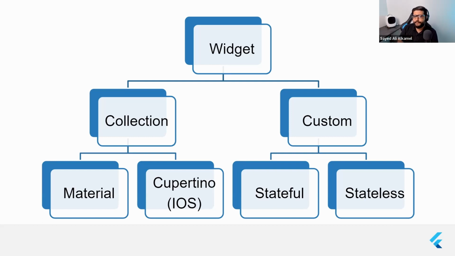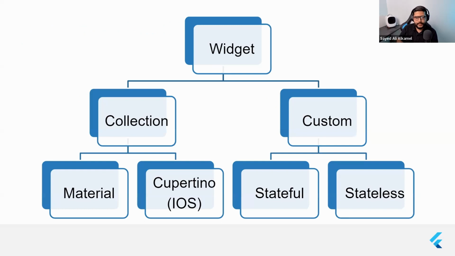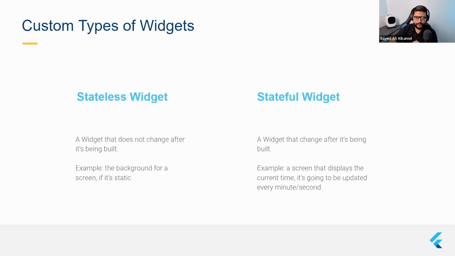Besides these two collections, you also have your own custom widgets that you can build, and they are basically two types: a stateful widget and a stateless widget. Even the widgets in the Material and Cupertino libraries are either stateful or stateless. Every widget is one or the other, but you have the option to build your own widgets.